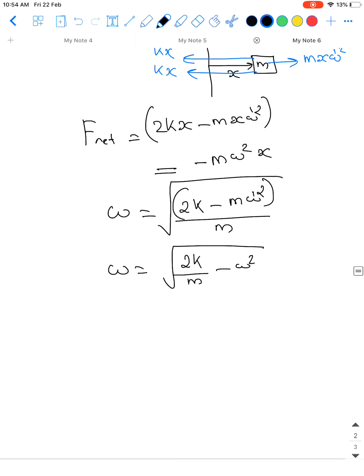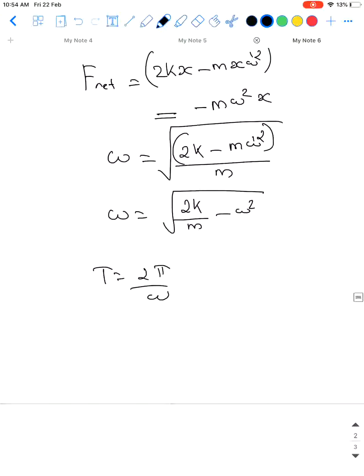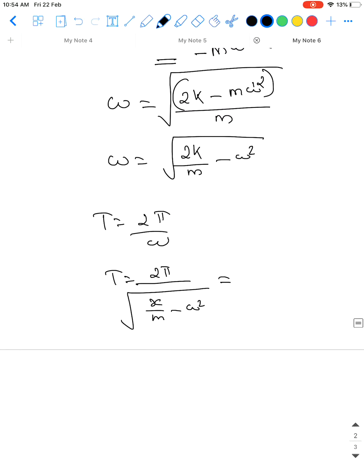So we can find out the value of time period over here. Time period is equal to 2 pi divided by omega. So we can write over here time period is 2 pi divided by the square root of, 2k is represented by x in the question, x divided by m minus omega square. Now if you put the values of x, m and omega square, then you will get the value of time period as around 0.7 seconds.